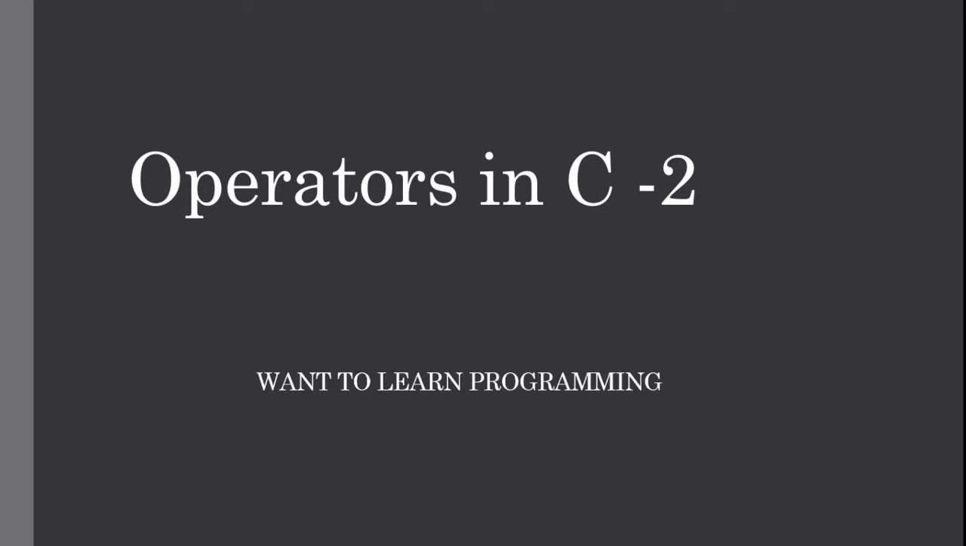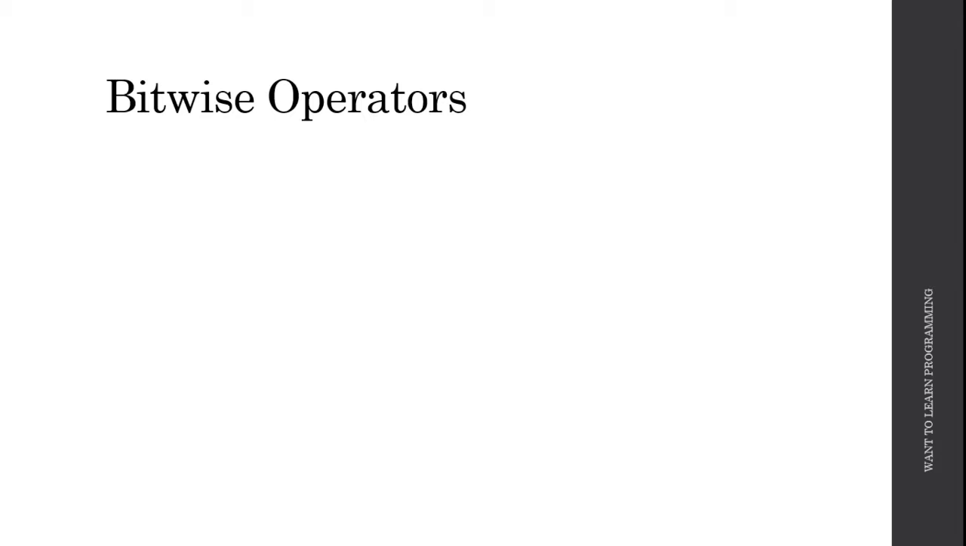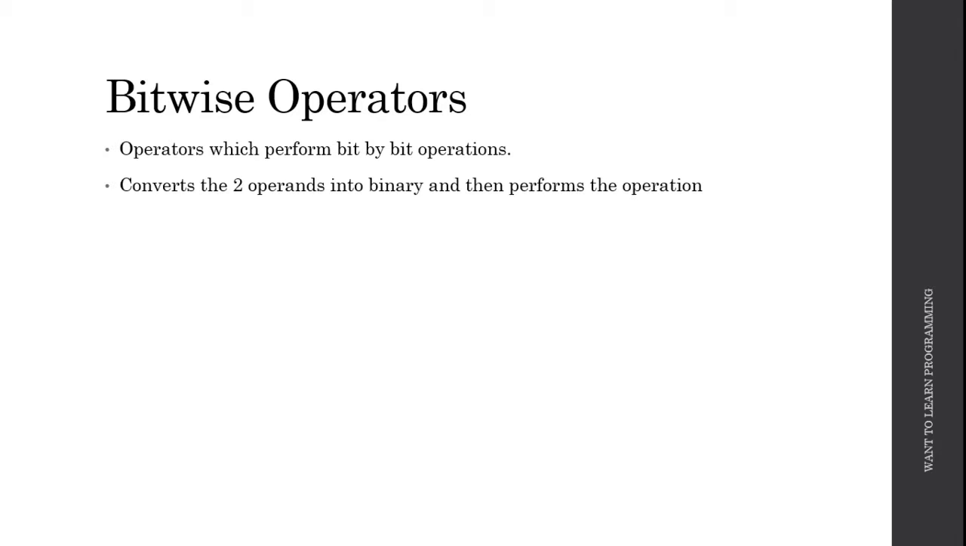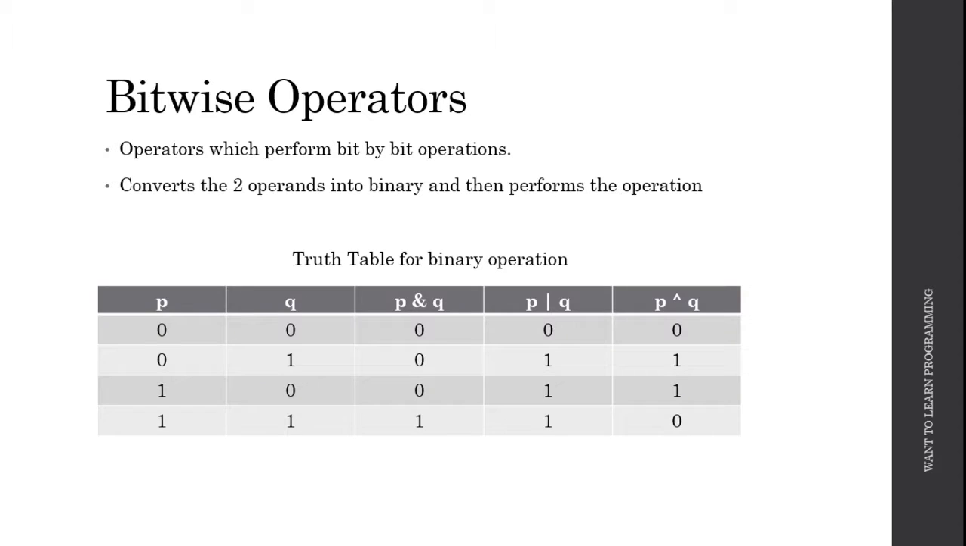So let's start with bitwise operators. Bitwise operators are ones which perform bit by bit operations on the operands. It converts the two or one operands into binary and then performs the operation. So, to understand this, we will have to look at the truth table for these binary operations.